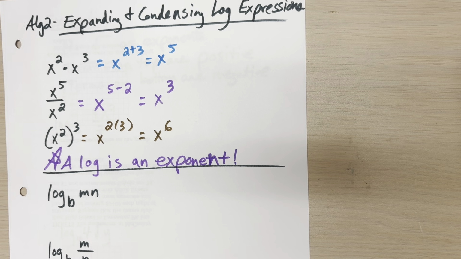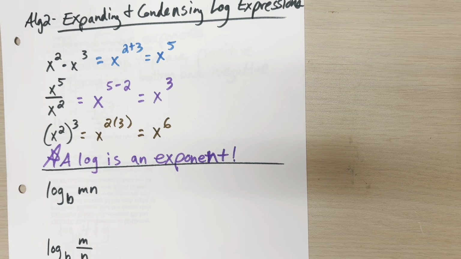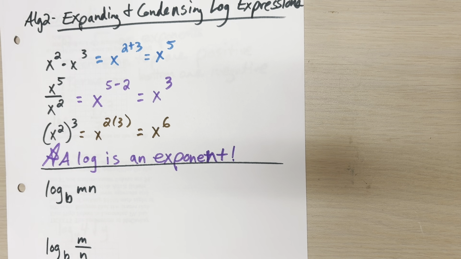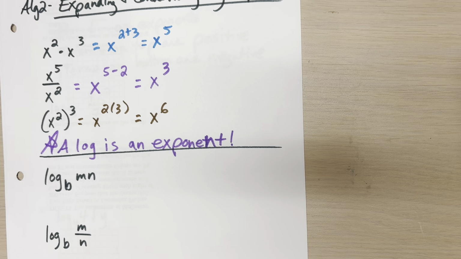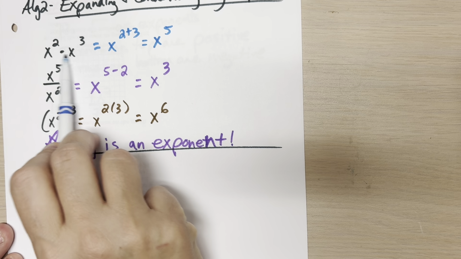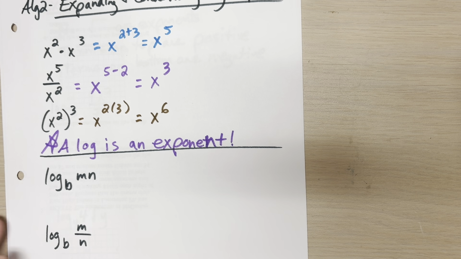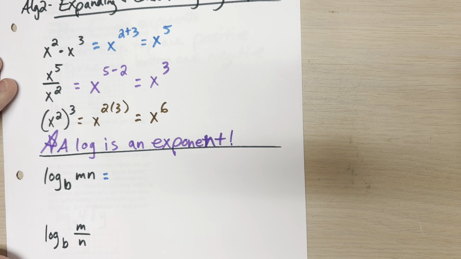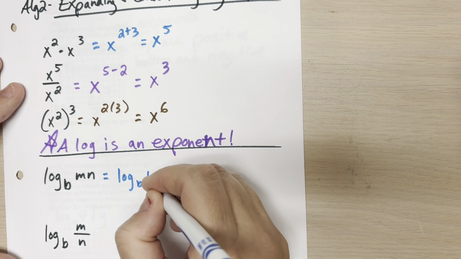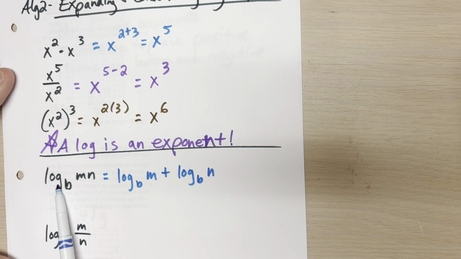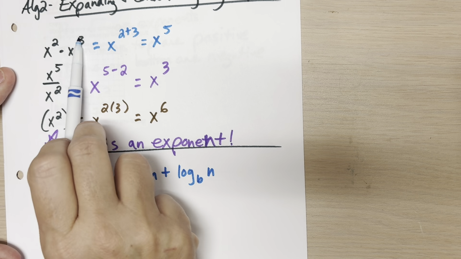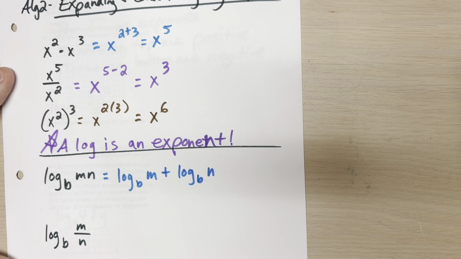Now the important thing for you to remember is that a log is an exponent. So if I'm dealing with log expressions, the laws and properties of exponents also apply to them. Let's look at log base b of m times n. Since we are multiplying, we're going to be adding these two factors. So this is going to be expanded as log base b of m plus log base b of n. A log is an exponent. When we're multiplying logs, we are adding the exponents. So we're just adding them. That's all we're doing.